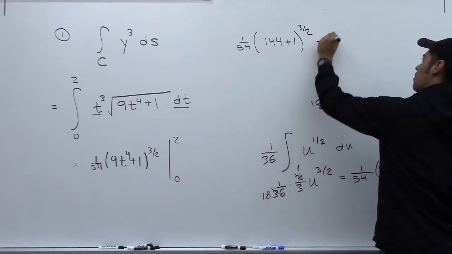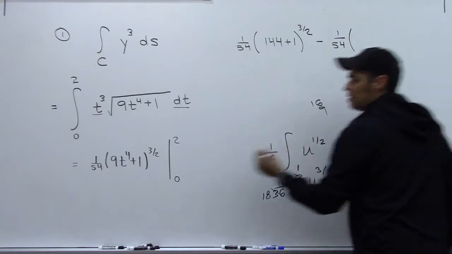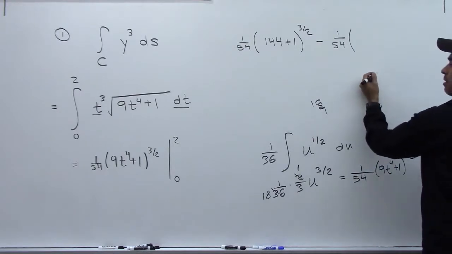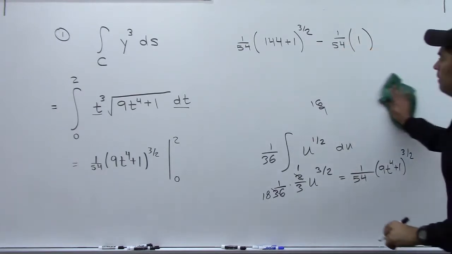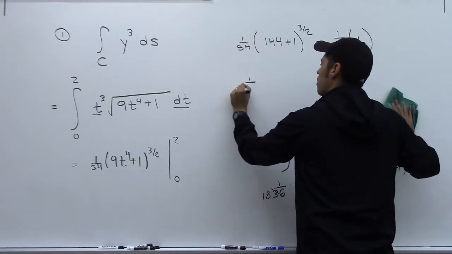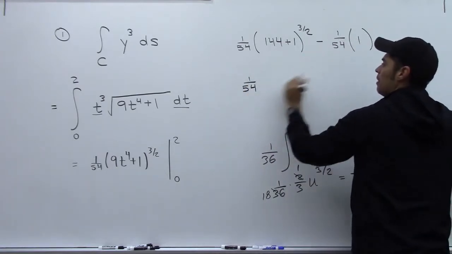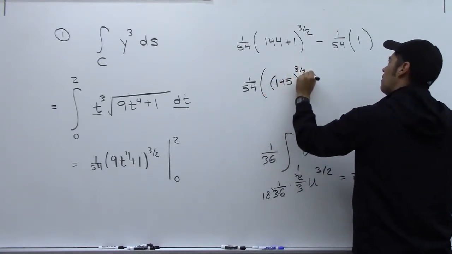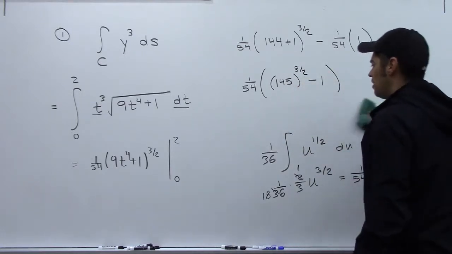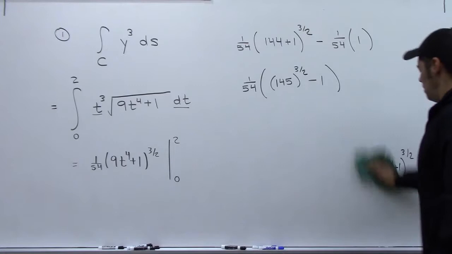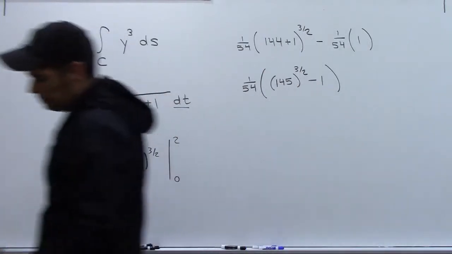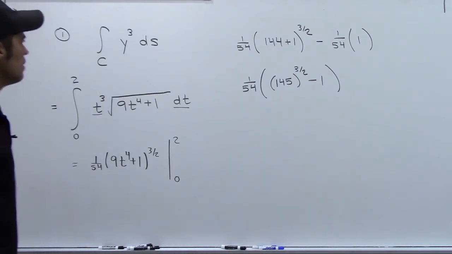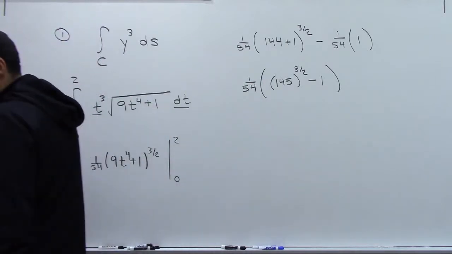And then when we plug in 0, we get 1/54. Let's see, 0 here kills this off, plus 1, so that's just 1. 1 to any power is 1, so we just get 1/54 times 1. I'll go ahead and factor out a 1/54 from both of those. This is 1/54 times 145 to the 3/2 minus 1. That's our exact answer. Don't see that we're going to be able to simplify that at all. Yeah, we can just leave it like that. That's good. So that's the value of the line integral.